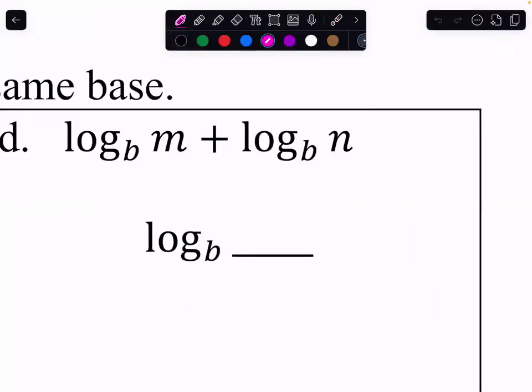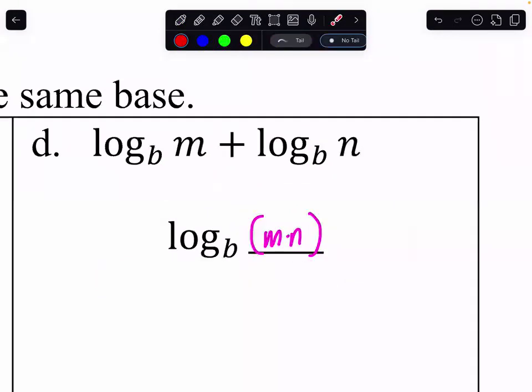Okay, so you have two separate logarithmic terms with the same base. So there's a property that allows us to combine them. So when you have log base b of m plus log base b of n, you can combine these two separate logarithms into one term. So you keep the log base b part, and you take the two arguments, and you multiply them together. Please make sure you have this property written down because we'll be using it.